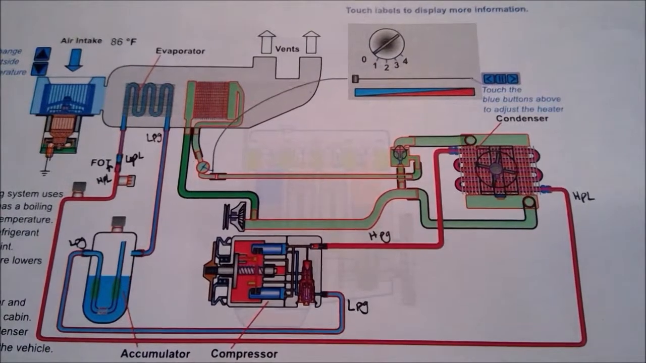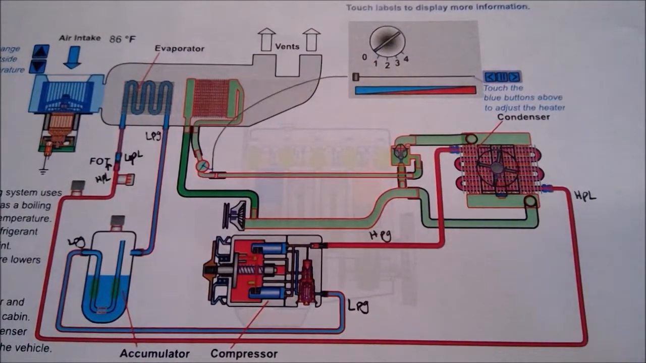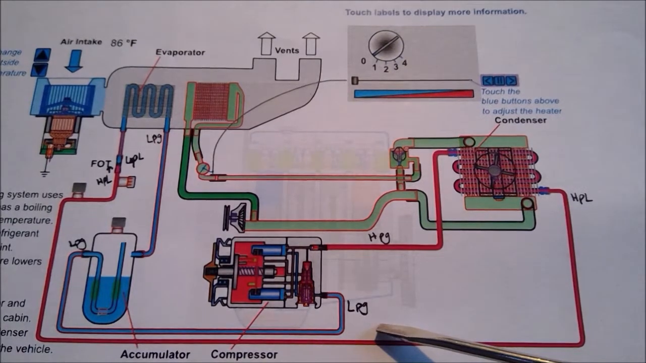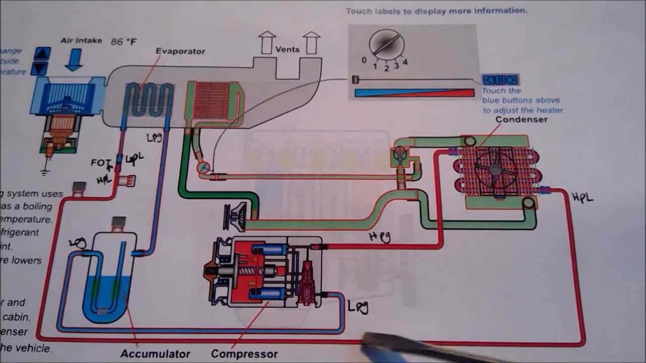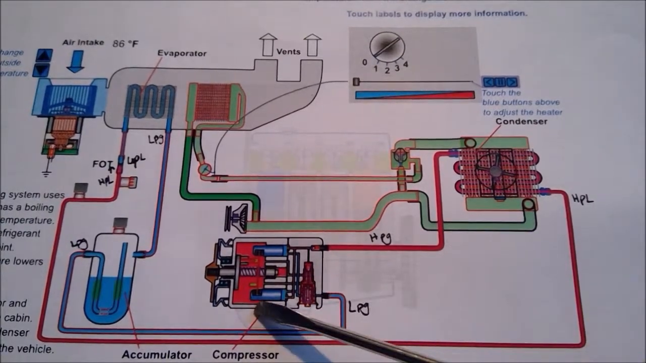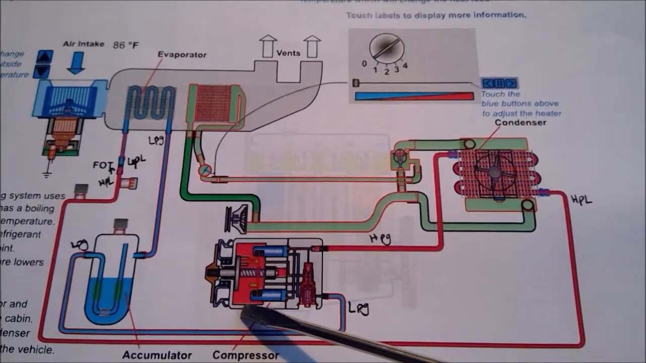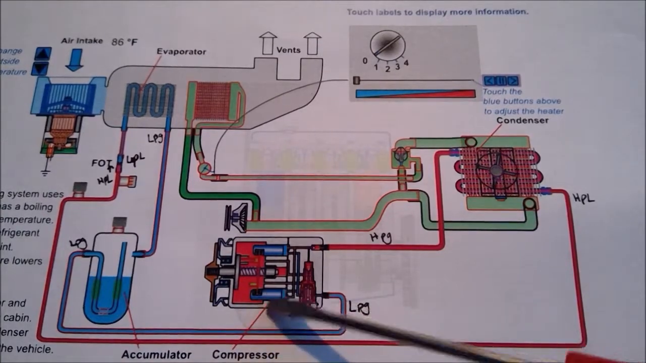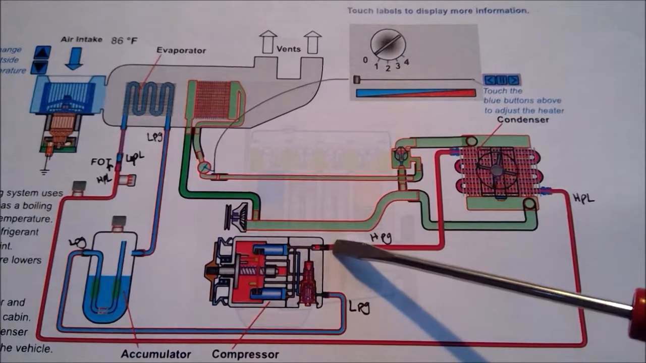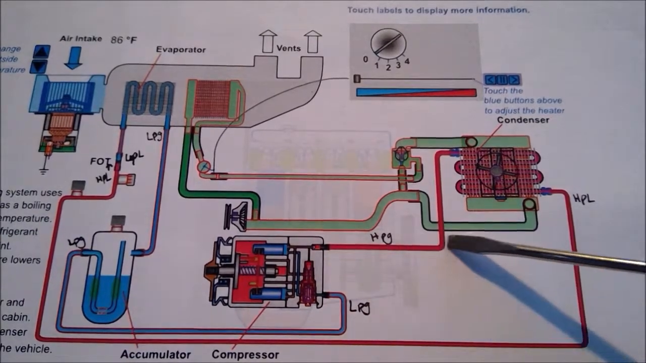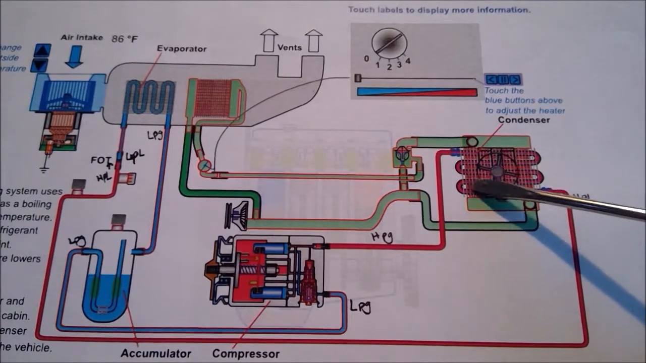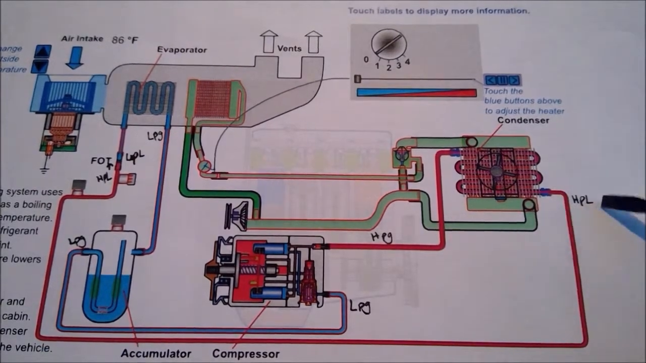This is an example of an FOT valve air conditioning system. What we're going to have is a low pressure gas going into the compressor that's driven by the serpentine belt or the V-belt, depending on the system. That then compresses the low pressure gas into a high pressure gas. That high pressure gas follows the high line to the condenser. This condenses that high pressure gas into a high pressure liquid.